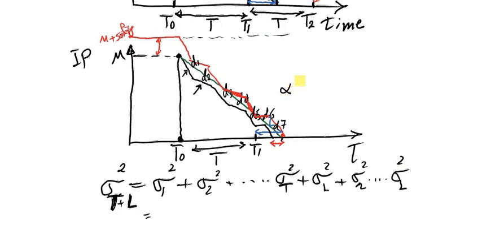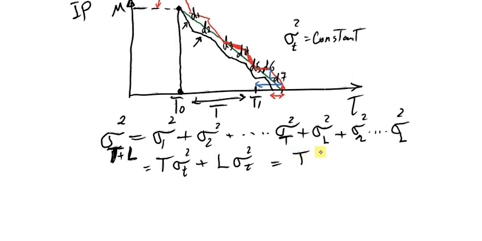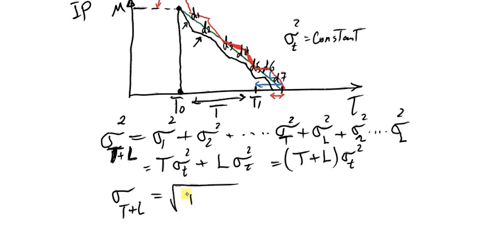If we assume that the variation of the demand is a constant, let's say we call the variation of each unit of time sigma of t. Let's assume that this is a constant. The variance doesn't change. So if the variance doesn't change, then the variance during this whole time would be T variance plus L variance, that is, T plus L multiplied by the variance over a unit of time, sigma squared. That means that the standard deviation during this period that we are waiting is the square root of T plus L multiplied by the standard deviation during a unit of time.